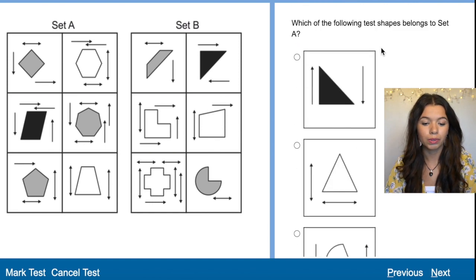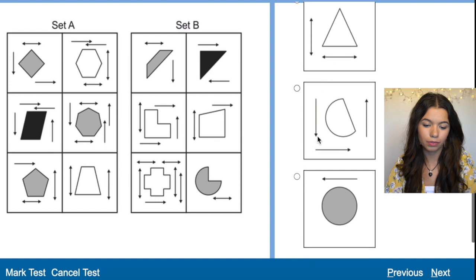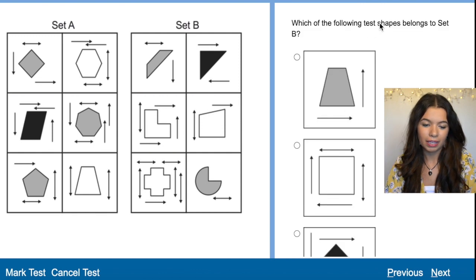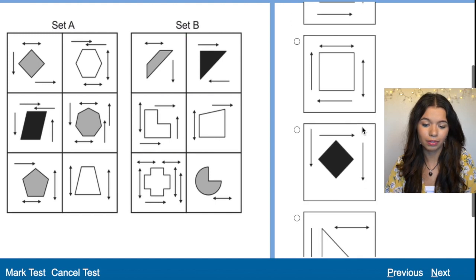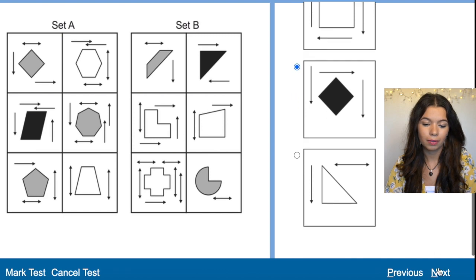Click next. Which one belongs to set A, which is the equal number of arrowheads and sides? So not this one, not this one, 1, 2, 3, not this one, and this one, because as we said, a circle is a 1-sided shape. Next, set B, so 1 less than the number of sides. So not this one, definitely not this one. This is the option that we're going to go with.